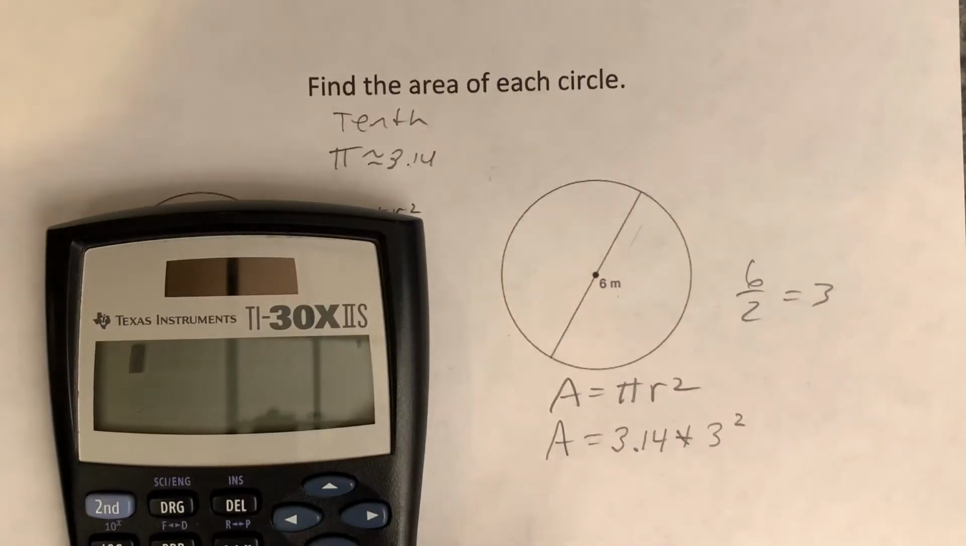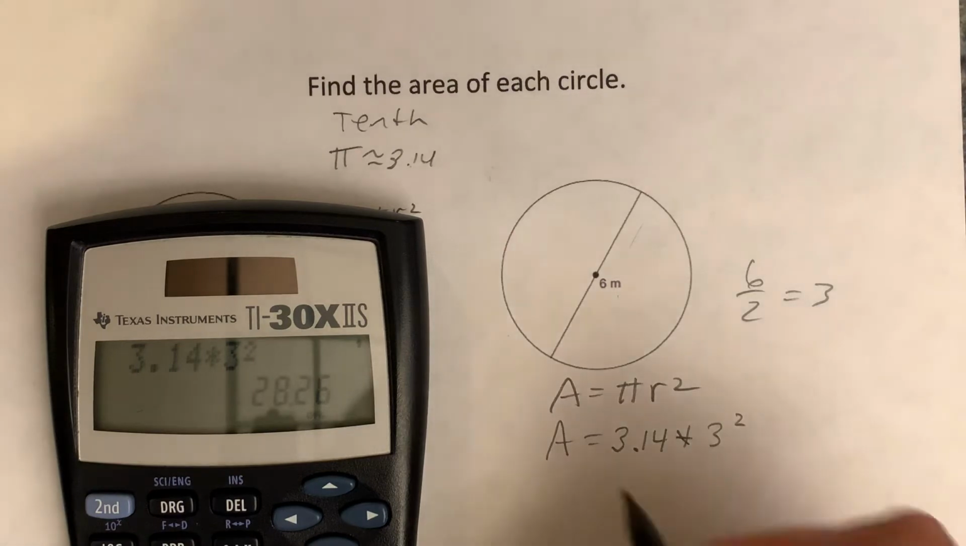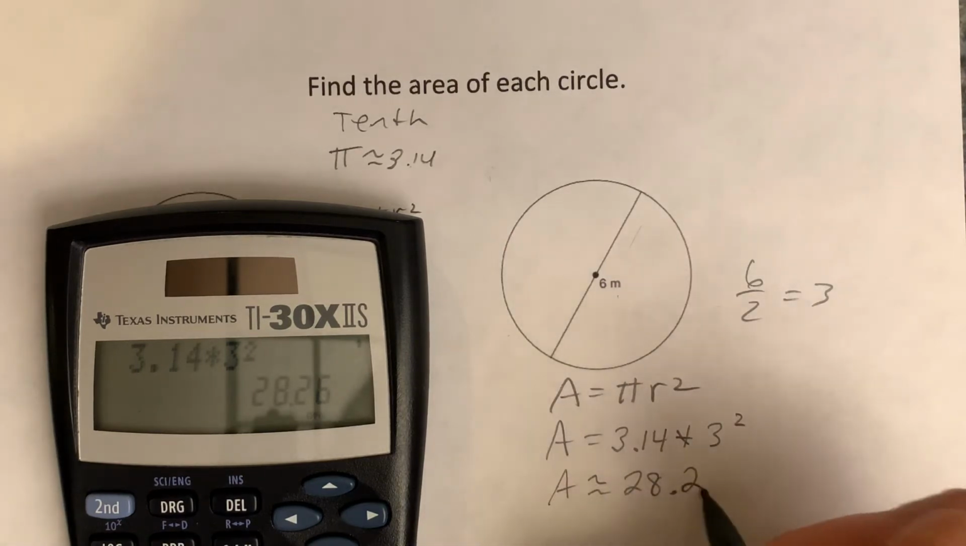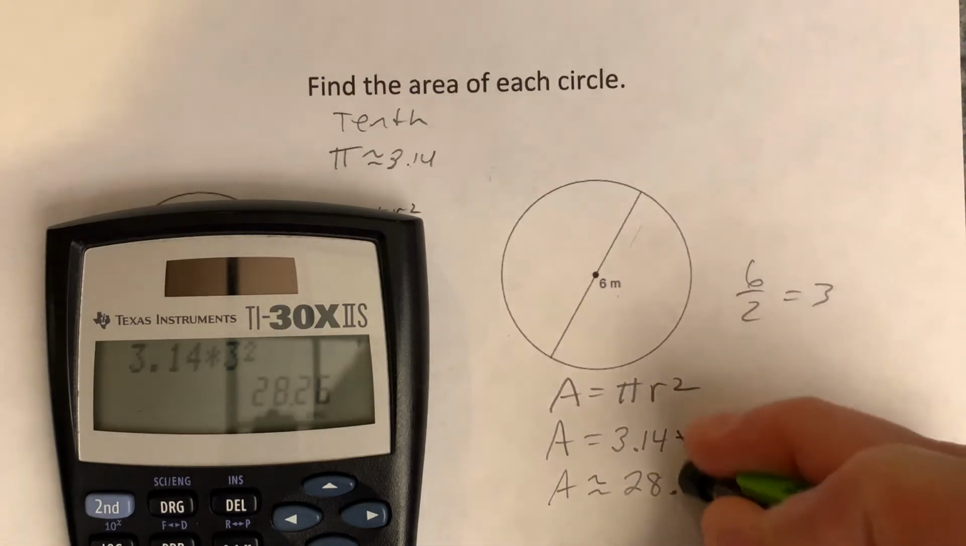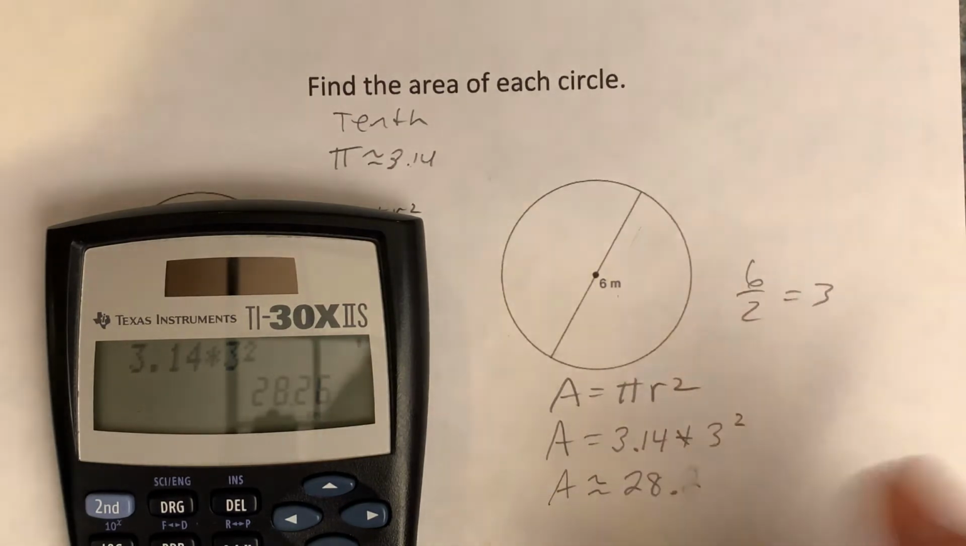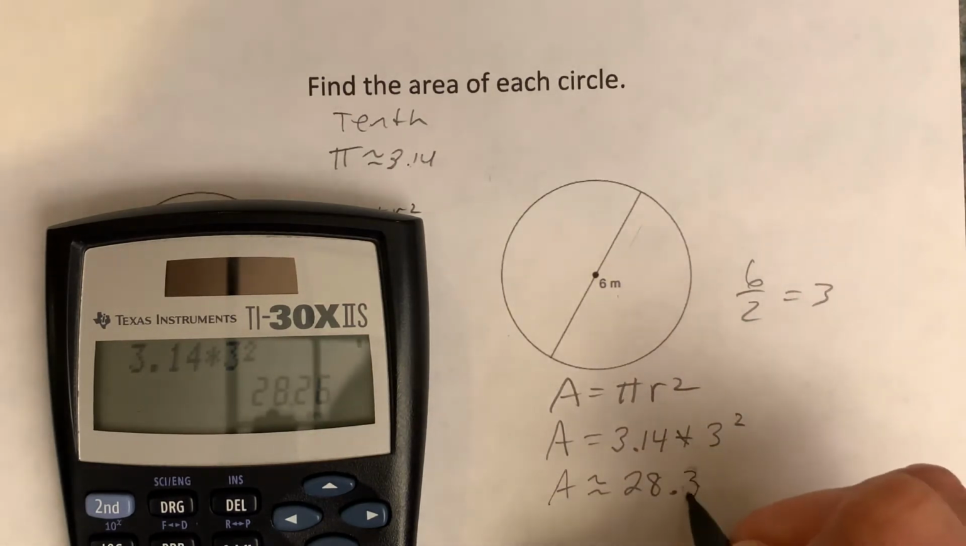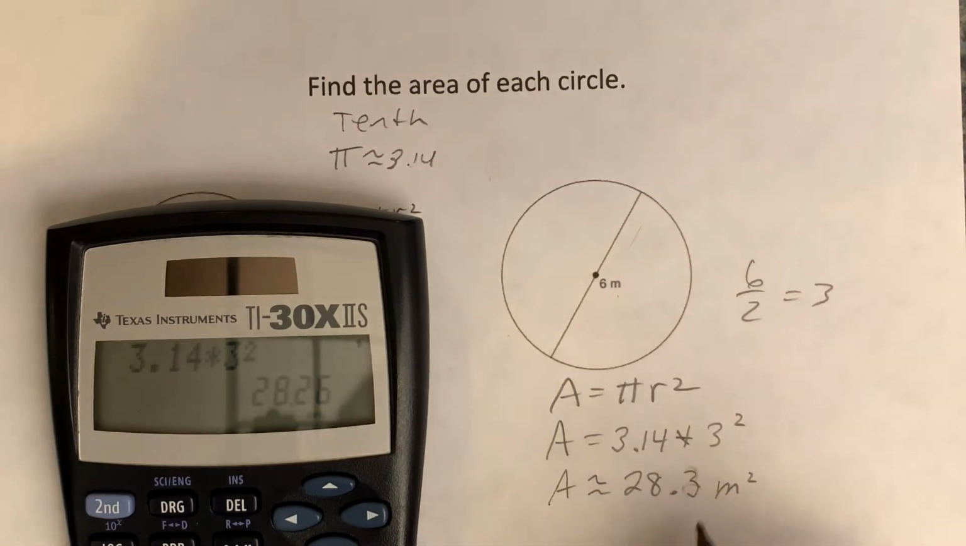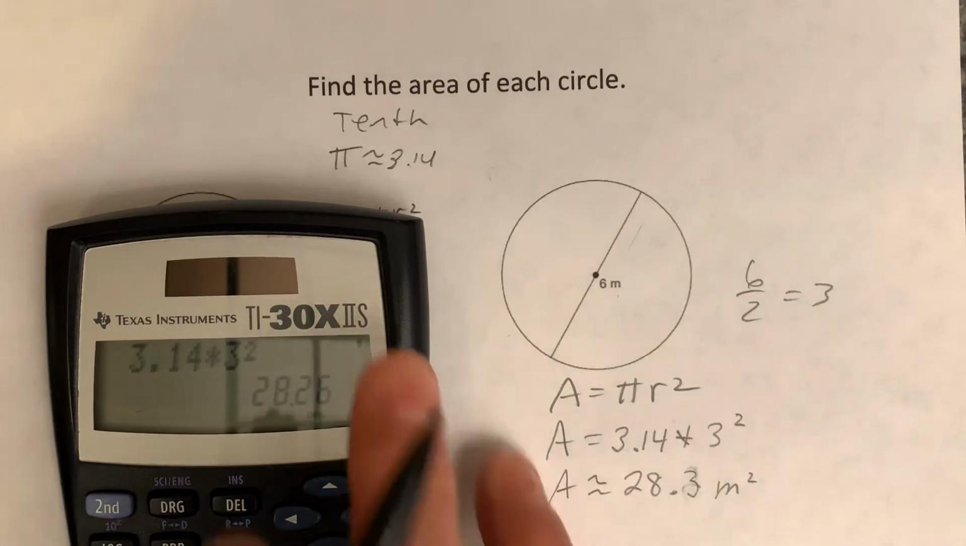So now we're going to put it in as 3.14 times 3, x squared, which is our squared button. That's going to be, then, the area is about 28 point, nope, I'm going to say 3, aren't I? 26, that's 6, rounds it up to a 3, it's more than 5. So 28.3, and that's going to be in meters squared. There's our answer for that one.